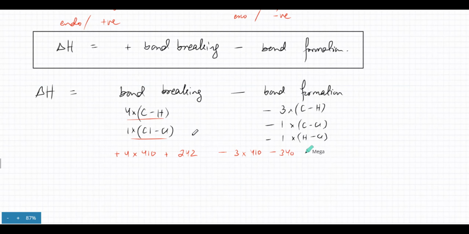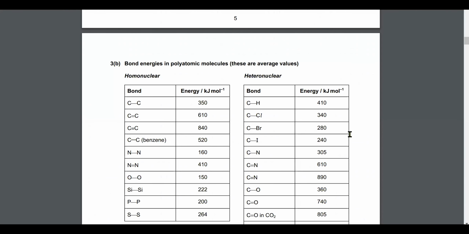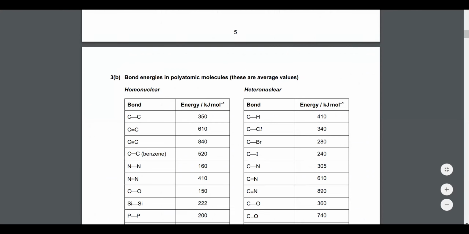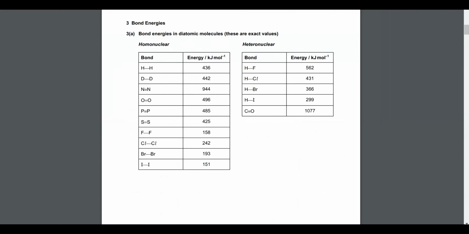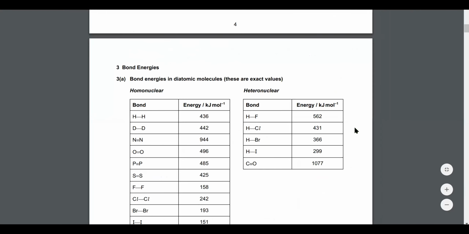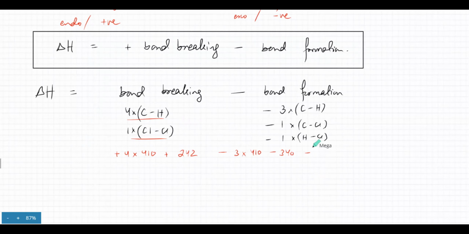And there's one HCl bond that's being formed as well. So have a look at HCl, which is again a diatomic molecule. So I'm going to look over here. This is given as 431. So this value is provided and it's 431. So just remember, bond breaking values are all going to be positive. They're all going to be endothermic. So add positive signs to them. And bond formation values, they're all going to be negative.